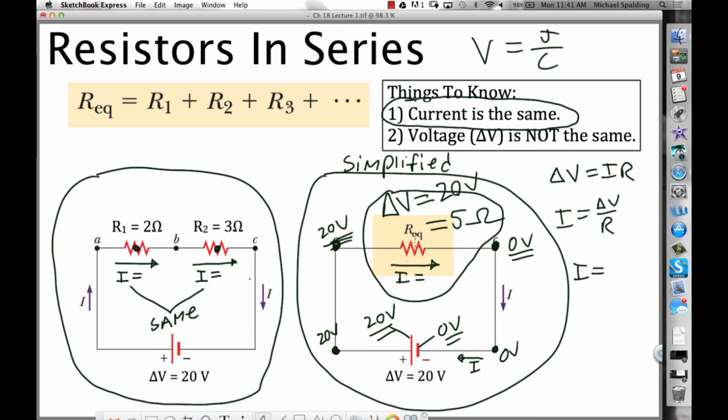Okay, so how many volts across this resistor? 20. How many ohms? What's the resistance? 5. And remember what an ohm was? What's an ohm? Volt per amp. So this gives us 4 amps, right? Because the volts cancel. 5 ohms means you need 5 volts for every amp. So if you have 20 volts across a 5 ohm, that's going to give you 4 amps. So what we now know, the current here is what? 4 amps. So what's the current over here? 4 amps. What's the current here? 4 amps. You got it.